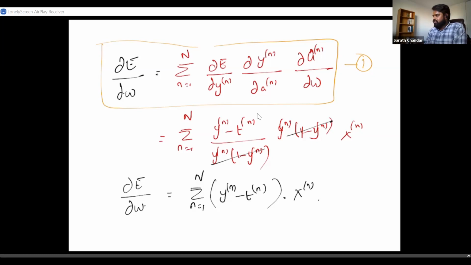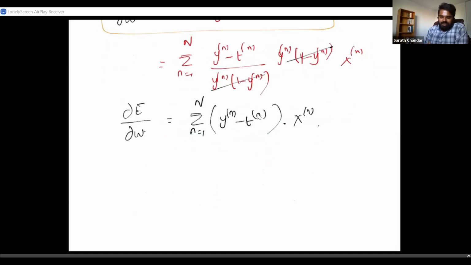Any hand raised, chat? Have we seen some gradient like this before? Okay, so linear regression, right? This is the same as linear regression. If you remember, the stochastic gradient descent update for linear regression, for the W part, is exactly y minus t times x_n, right?